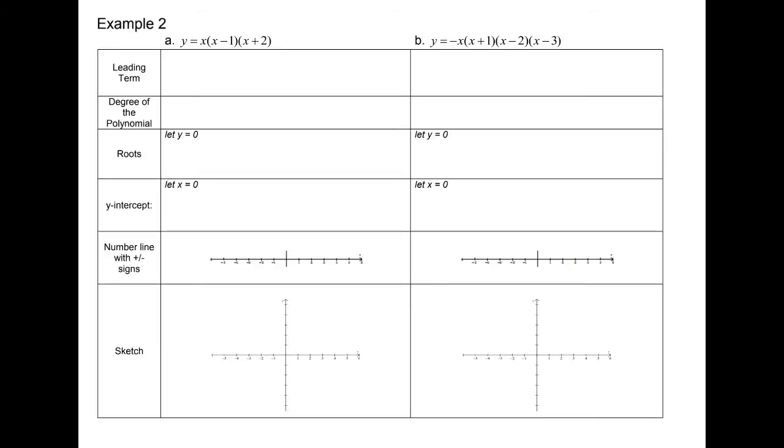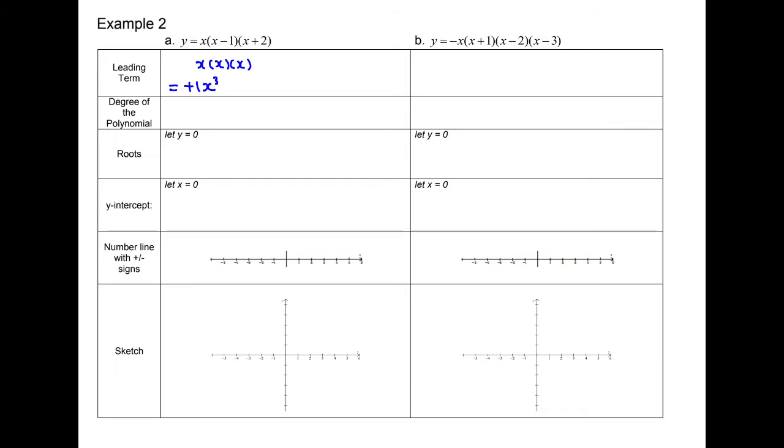Example 2, let's sketch some polynomial functions that have more than one factor. Once again, we're going to use a chart to help us organize the findings in order to sketch. Part A, let's find our leading term. Our leading term can be found by multiplying the highest degree term in each of the factors, which will be x times x times x, which is plus 1 x cubed.